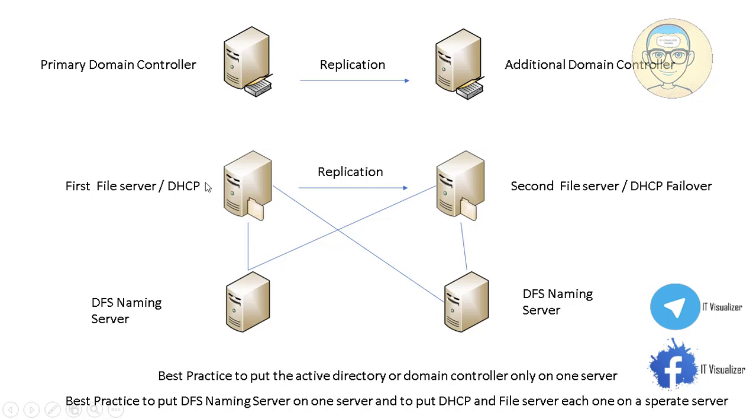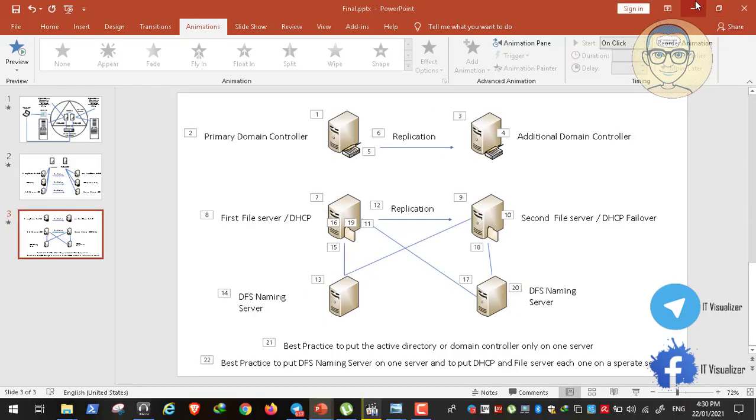So in this video we will create the second DHCP failover, and we will configure replication between both file servers. So in this video we will make DHCP failover, we will configure DFS replication between these two file servers, and in the upcoming video we'll make another, additional DFS naming server pointing to both file servers. So let's begin this process.